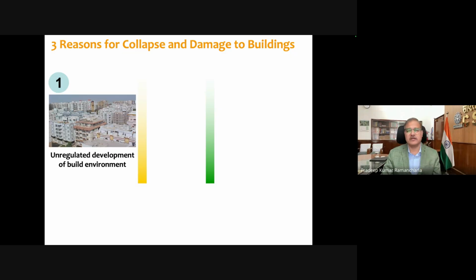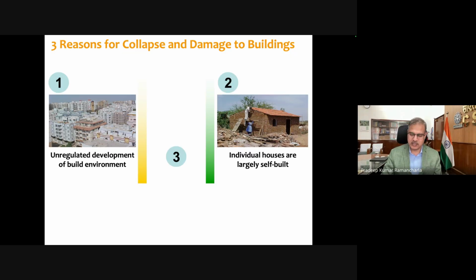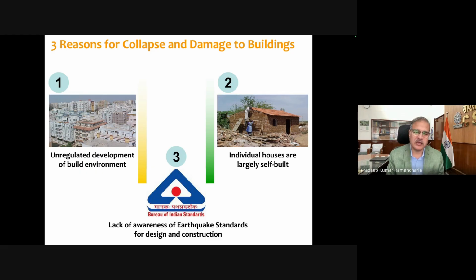Okay, so finally I would like to end with some closing thoughts. As I said, there are 3 reasons. One is unregulated development. The second is individual houses are largely self-built. And the third is lack of awareness of earthquake standards for design and construction. So basically we have addressed part number 3, that is, what are the latest code provisions which came into force recently. So we have to understand and sincerely use the code for design of structures which resist earthquake forces.